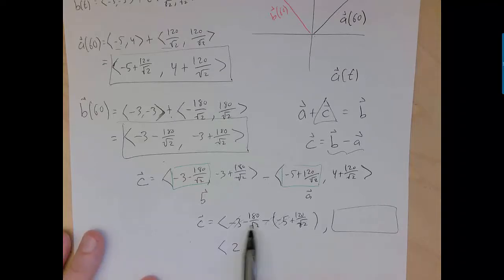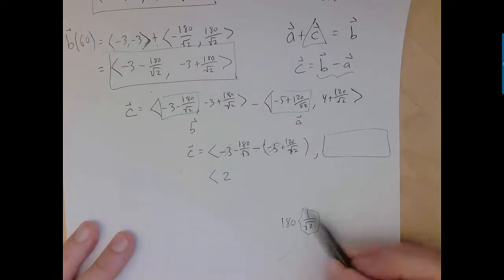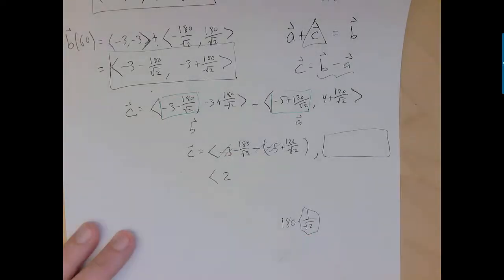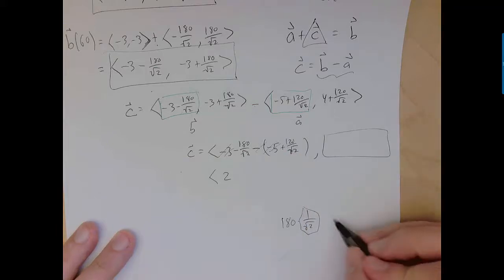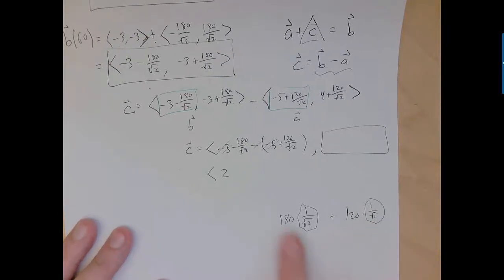So think about it this way. 180 over root 2 is like saying I've got 180 1 over root 2's, right? I've got 180 of whatever this number is. It's negative, but let's pretend it's not. This means I've got 120 of whatever this number is. So what happens if I add them together? I've got 180 of something plus 120 of something. It must be whatever 180 plus 120 is. So that's 300 of whatever that thing was.